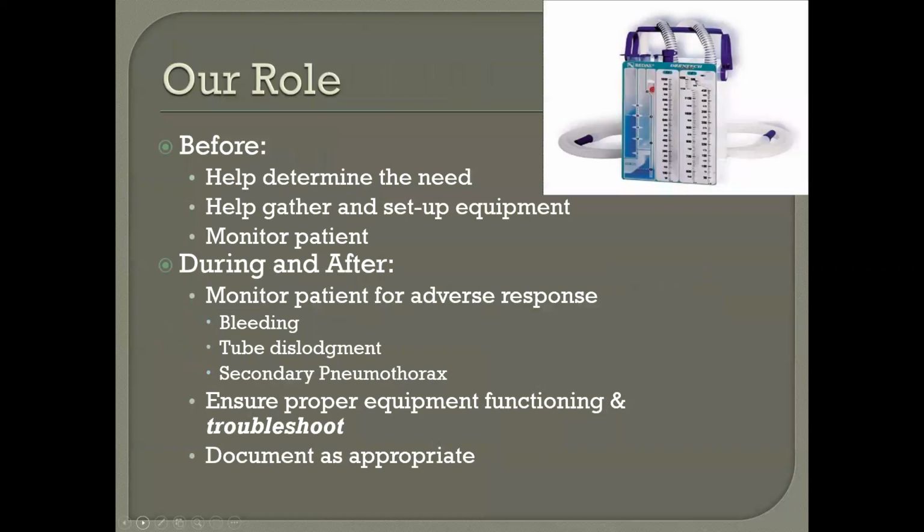Our role: help diagnose the need, help gather and set up the equipment, monitor the patient during and after. Monitor the patient for adverse response, including bleeding, tube dislodgement, secondary pneumothorax, or even clamping where it shouldn't be clamped. Ensure proper equipment functioning and troubleshoot, and document, as I've mentioned for the other procedures, documenting what you did, how well they tolerated it, and if there are any charges or productivity issues there as well.